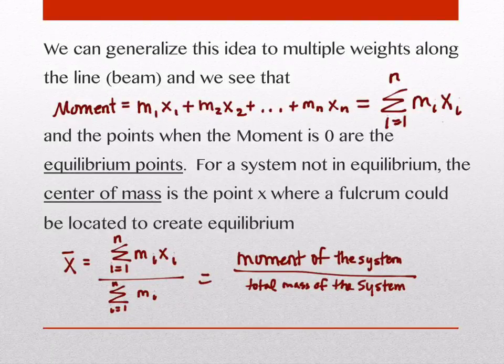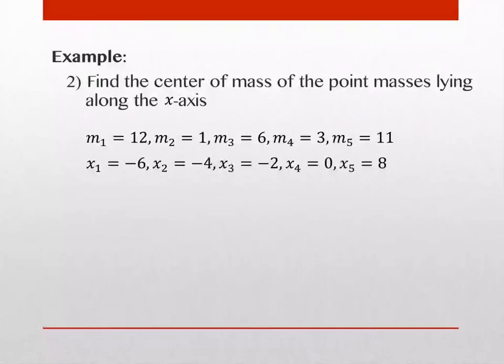Okay, so we're going to take what we did in the previous problem a step further, and we're going to do one that's got multiple masses now and multiple distances. So this is still not calculus, all right? I promise we're going to get there, but this is another problem that just extends this idea one step further. So we're going to find the center of mass of the point masses lying along the x-axis. M1 is 12, M2 is 1, and so forth, and then all the x distances away are listed below.